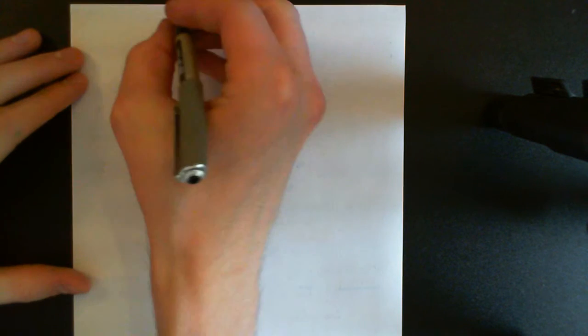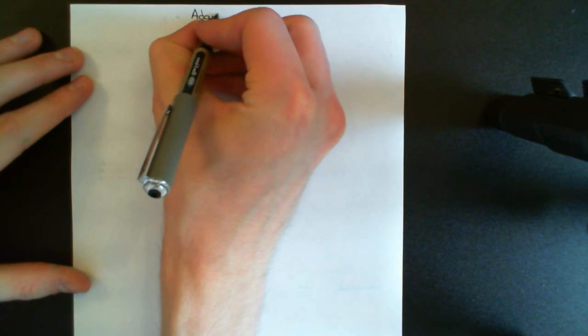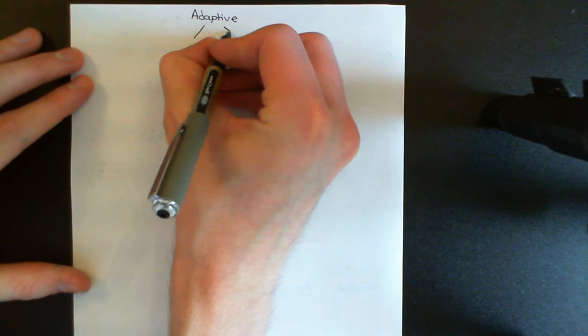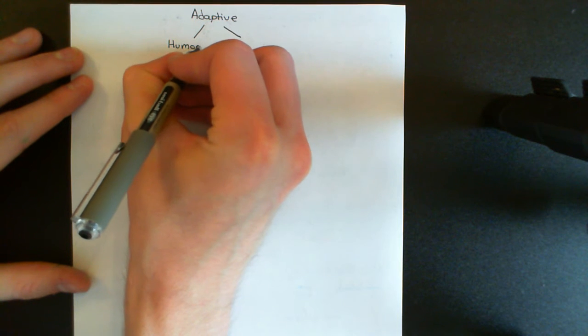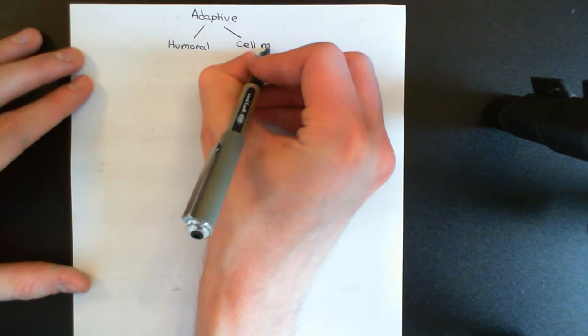So the adaptive immune system is very complicated, but for simplicity, we can divide it up into just two different branches. So I'll just put this here. The adaptive immune system is what we're discussing. Okay, so the two different branches of the adaptive immune system are the humoral response, and then the cell-mediated response.